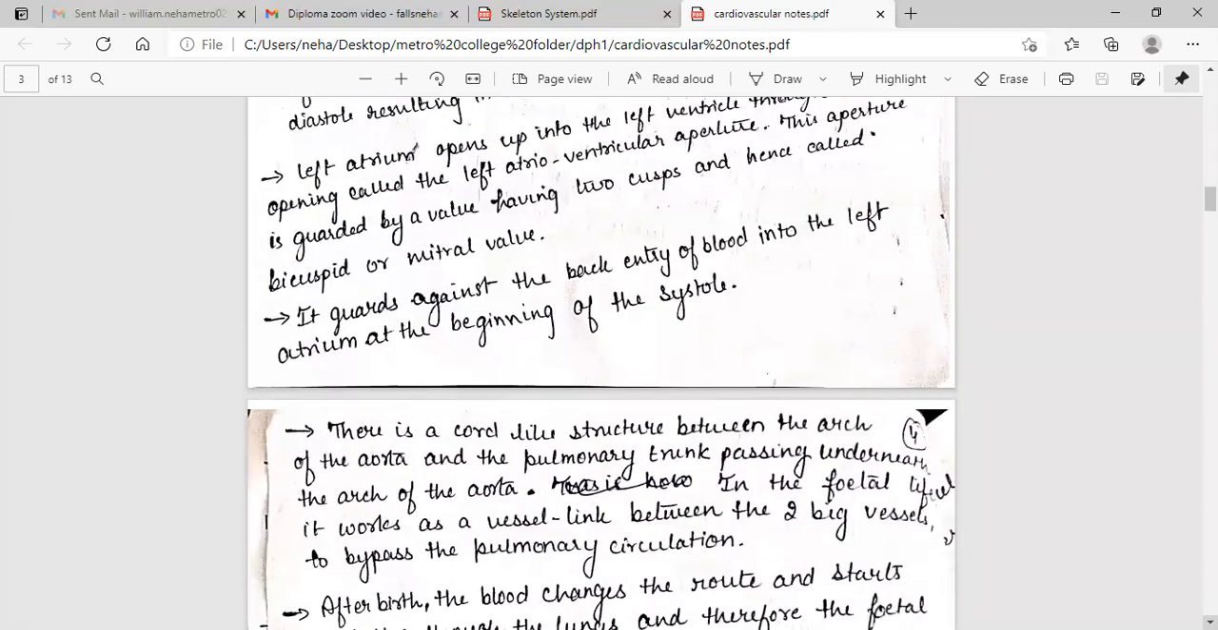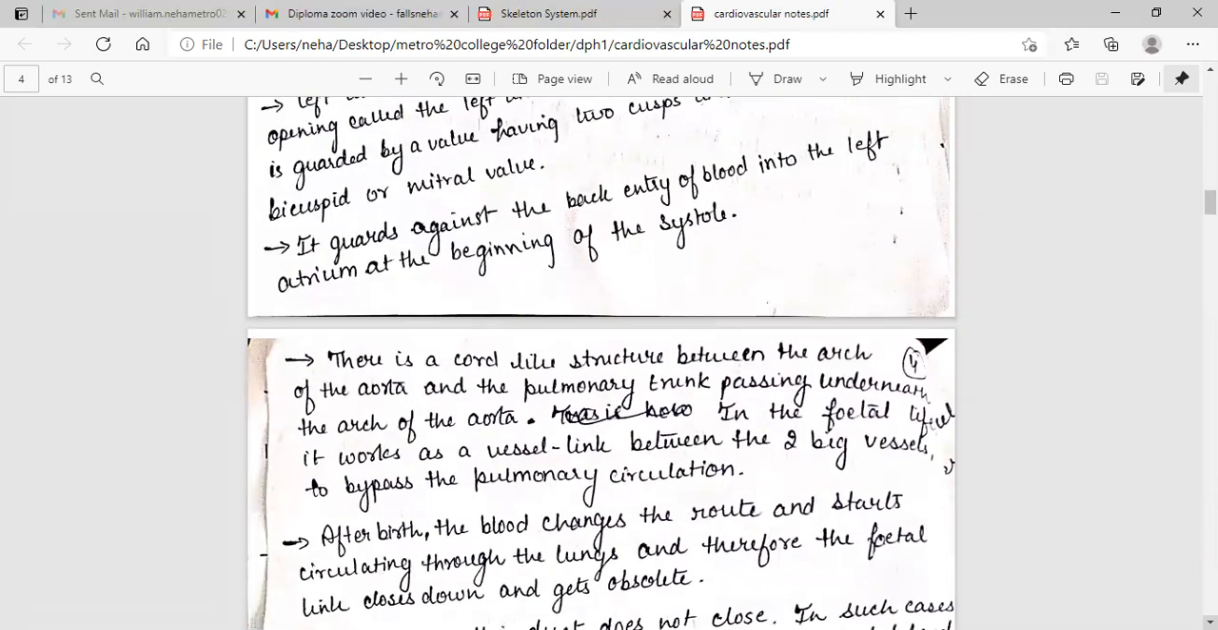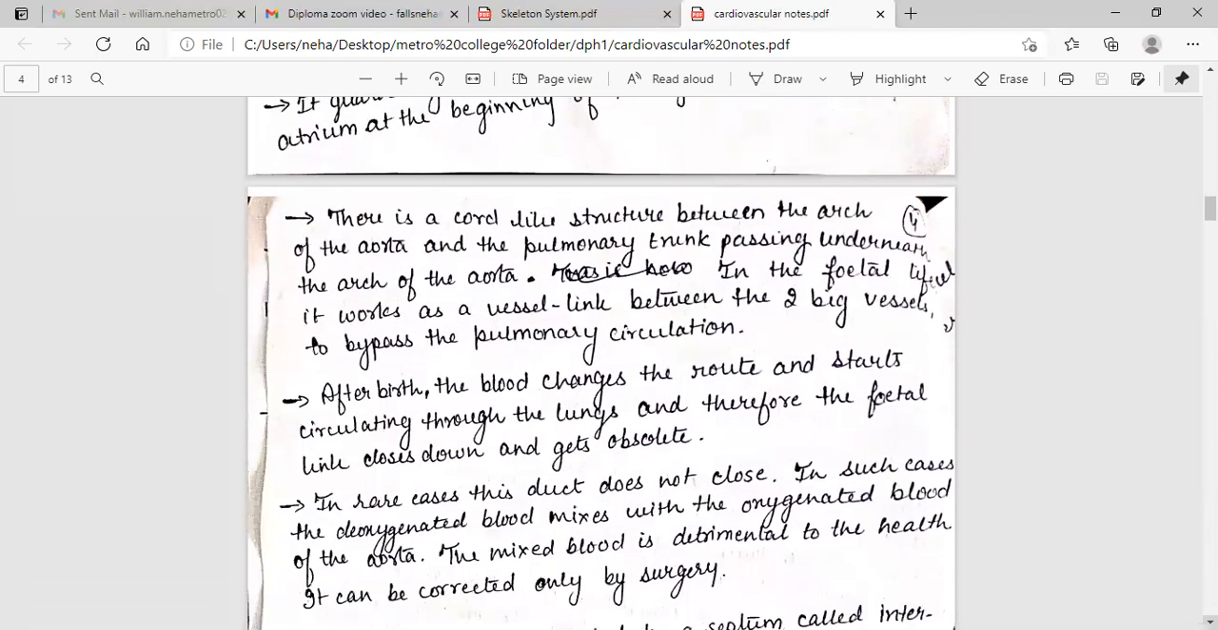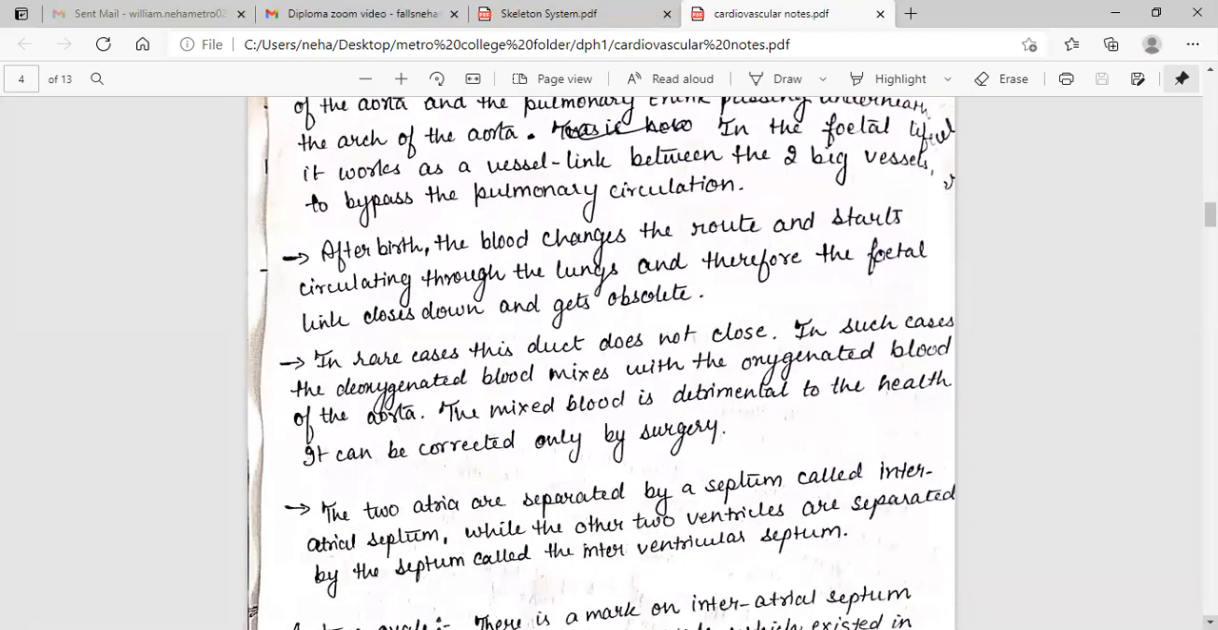There is a cord-like structure between the arch of aorta and the pulmonary trunk, passing underneath the arch of aorta. In the fetal life, it works as a vessel link between the two big vessels to bypass the pulmonary circulation. After birth, the blood changes route and starts circulating through the lungs, and therefore the fetal link closes down and becomes obsolete. In rare cases, this does not close. In such cases, the deoxygenated blood mixes with the oxygenated blood of the aorta. The mixed blood is detrimental to heart health. It can be corrected only by surgery.